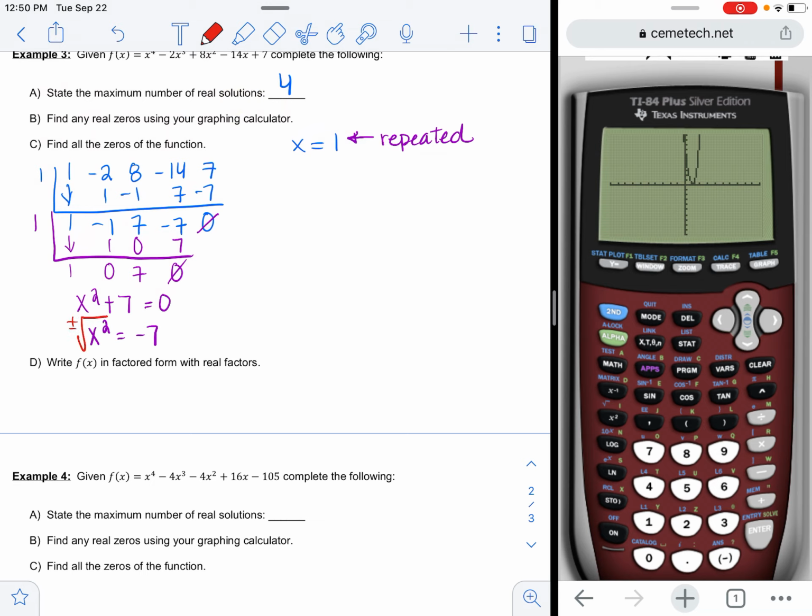I don't know why I'm picking terrible colors right now. Here we go. That you wouldn't be able to see.